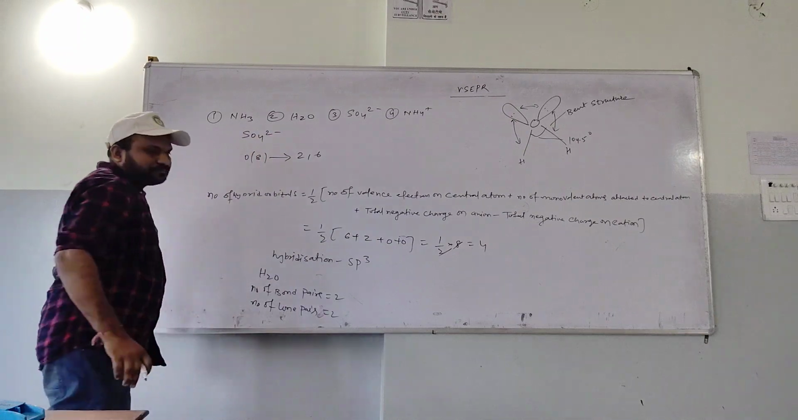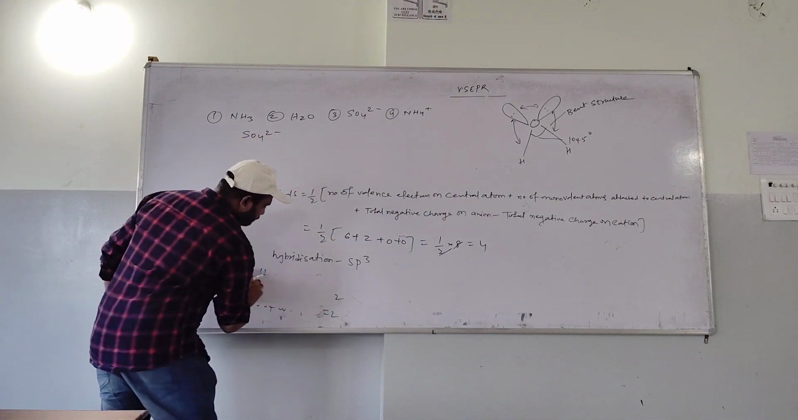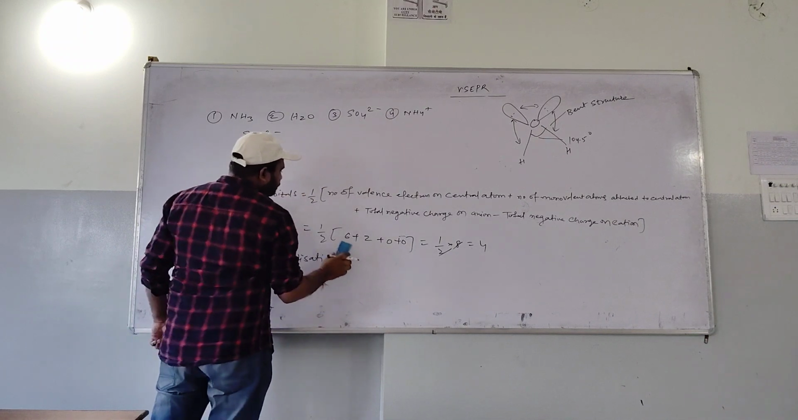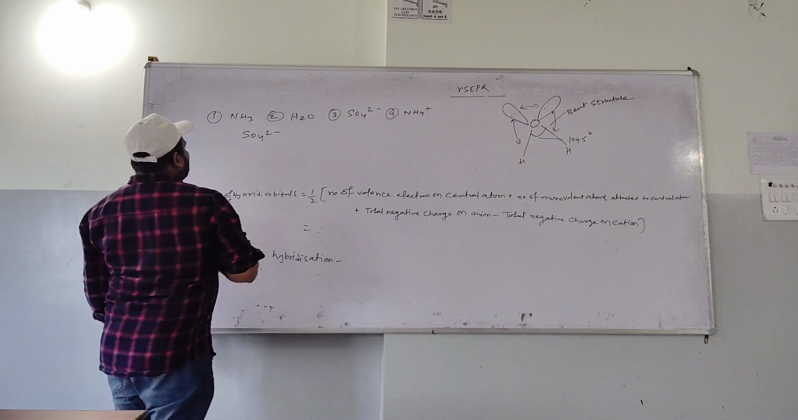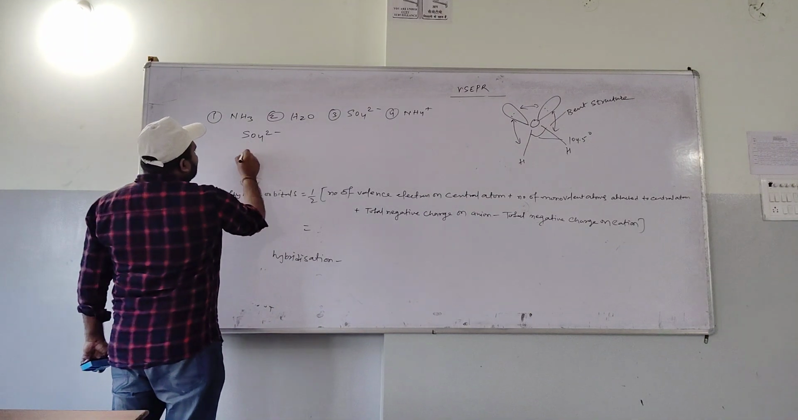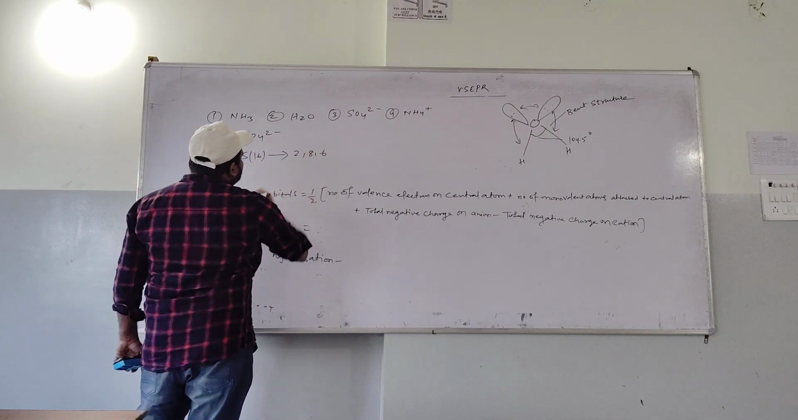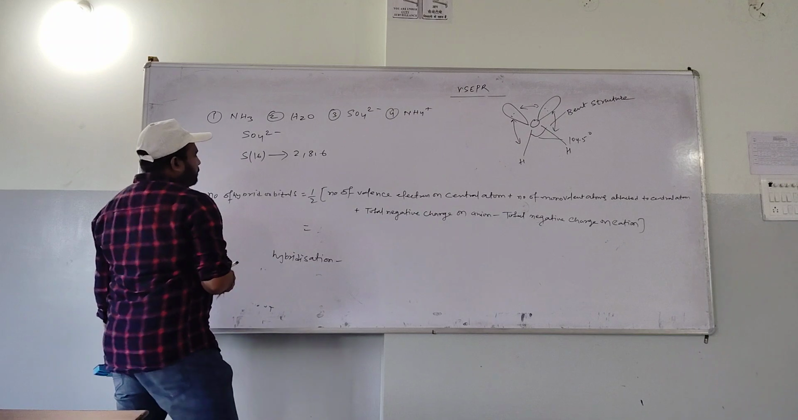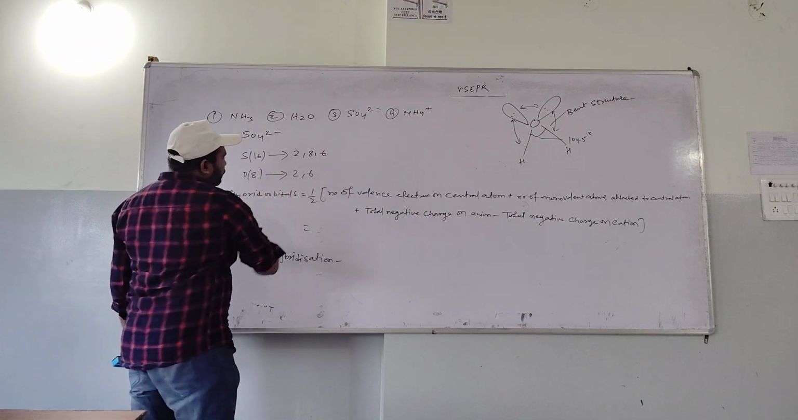Now the next molecule, SO4 2 minus. If you talk about SO4 2 minus, its central atom is sulfur. Sulfur's atomic number is 16, its electronic configuration 2,8,6. Okay. Oxygen atomic number 8, its electronic configuration 2,6.